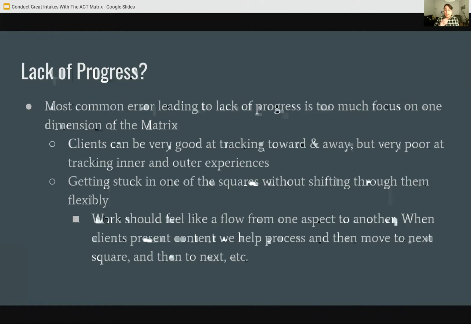One last little note: as you're doing work with clients, you might find that they know exactly what they need to be doing. In other words, they have a good awareness of that toward and away, but they have difficulty actually just doing it. For example, they might say, I know what I need to do, I just can't do it. In cases like this, we want to take a look at the vertical line of the matrix. The vertical line is not explicitly set up in my intake protocol, but the vertical line is the distinction between our internal experience and our external experience. So our thoughts, feelings, memories, and stuff versus our actions.